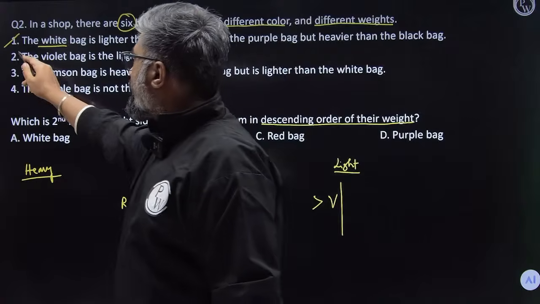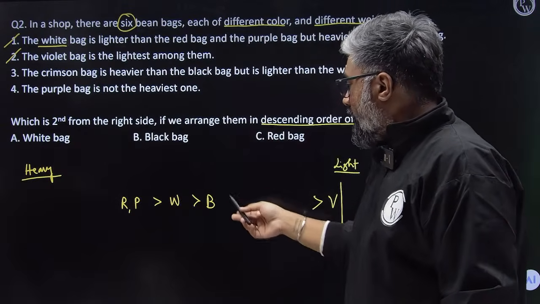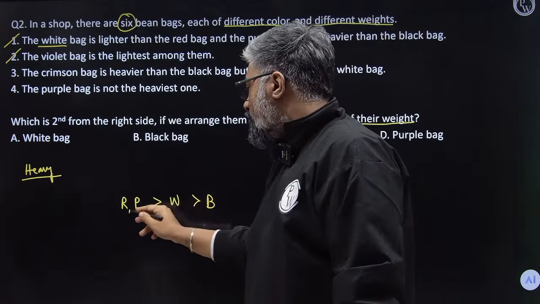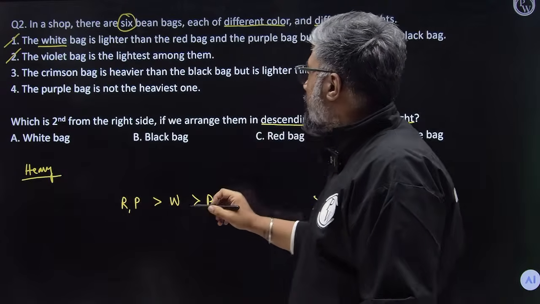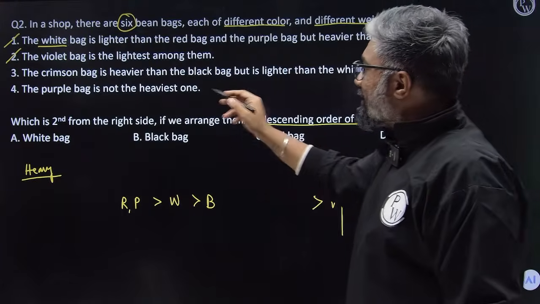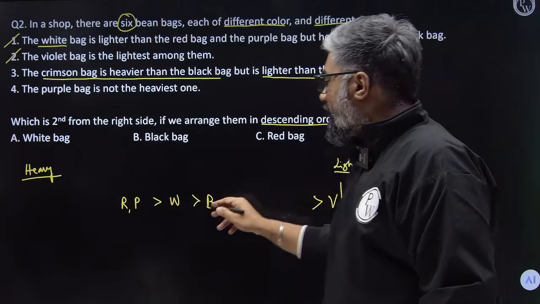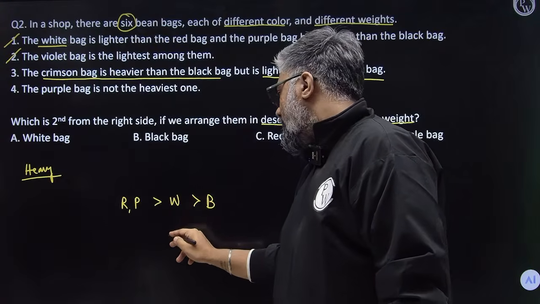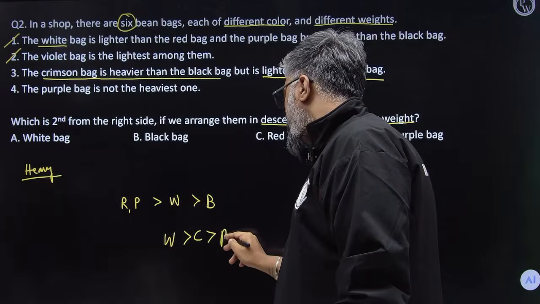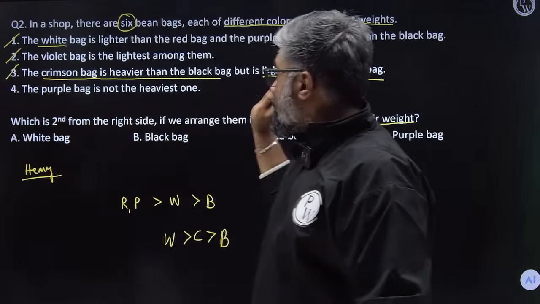Okay. Perfect. Second, the crimson bag is heavier than the black bag. So crimson is heavier than black, which means crimson could come anywhere here, but it is lighter than the white bag. So since crimson is heavier than black and lighter than white, I know crimson has to be here, correct? So this has to be white, crimson, and then black. Perfect? Yes, super.